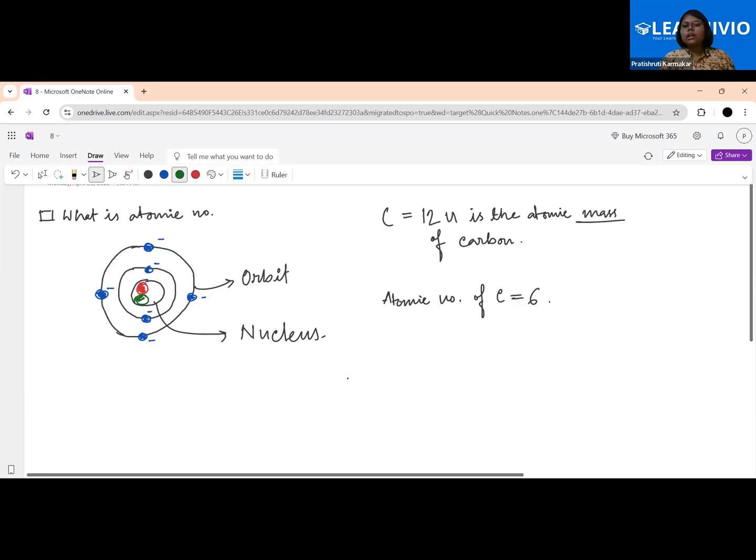So how many protons will carbon have? Equal to the number of electrons. So 6. Exactly. 6 will be the number of protons, and the number of neutrons of carbon is also 6. Okay. Now, one thing is, these electrons. Have you heard about ionization potential, electron enthalpy, these things? No.